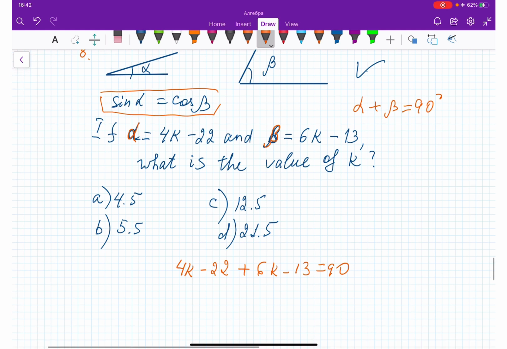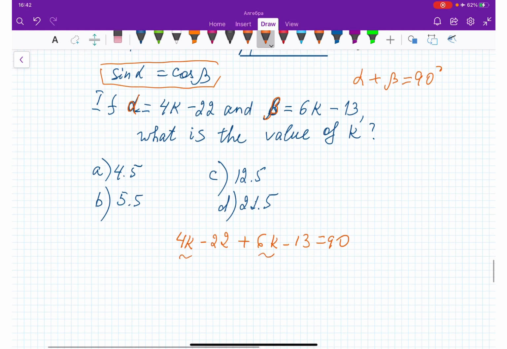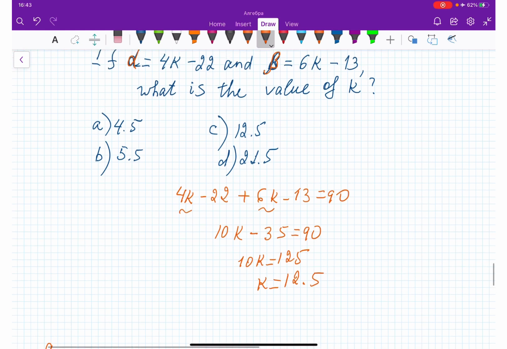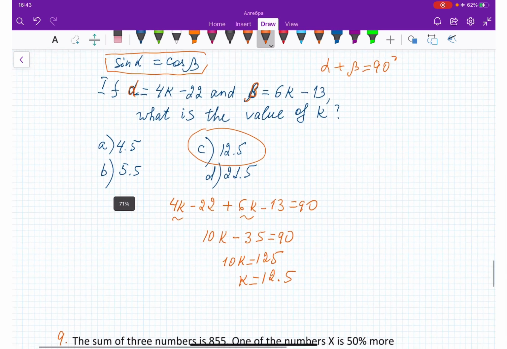Okay? So from here, combining like terms, 10k minus 35 is equal to 90. And from here, 10k is equal to 125 and k is equal to 12.5. So what is going to be the answer? It's going to be C. Okay?